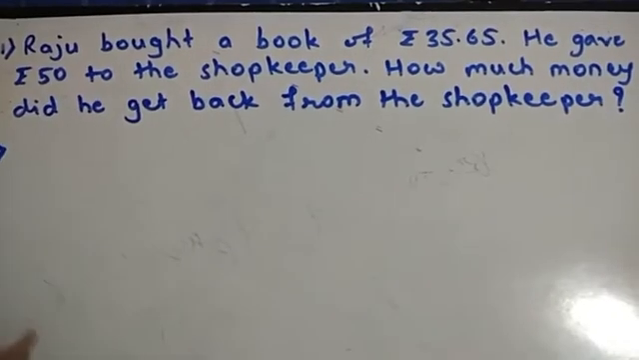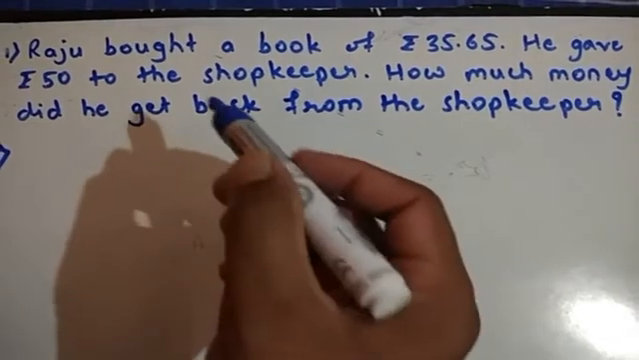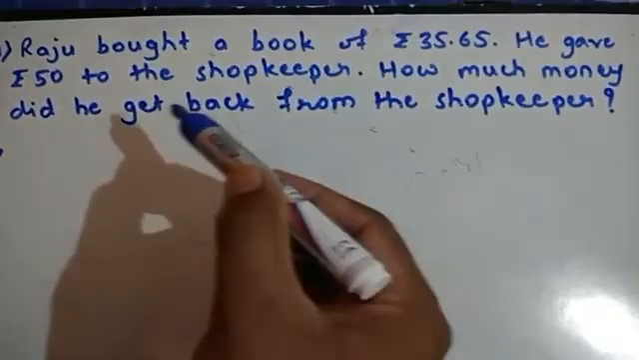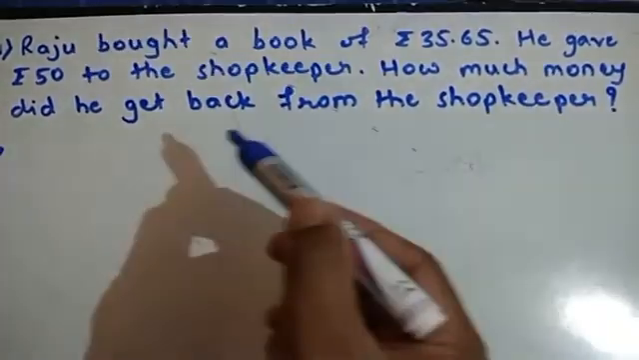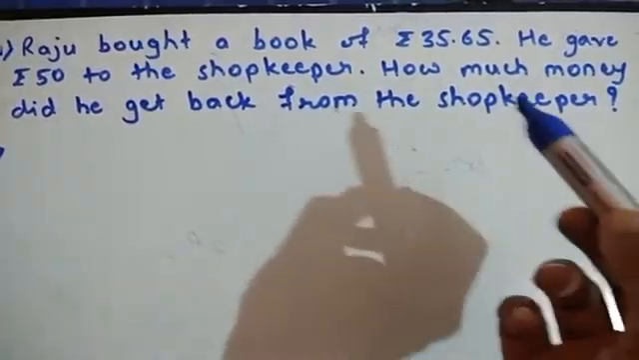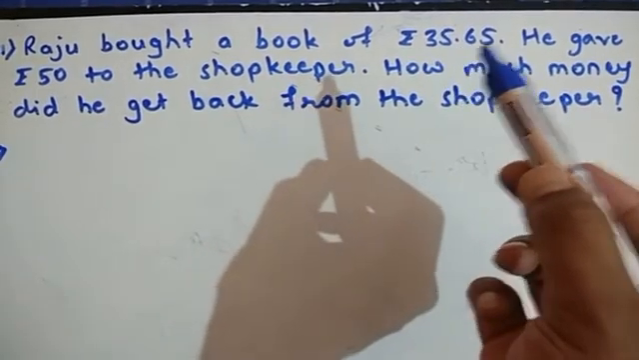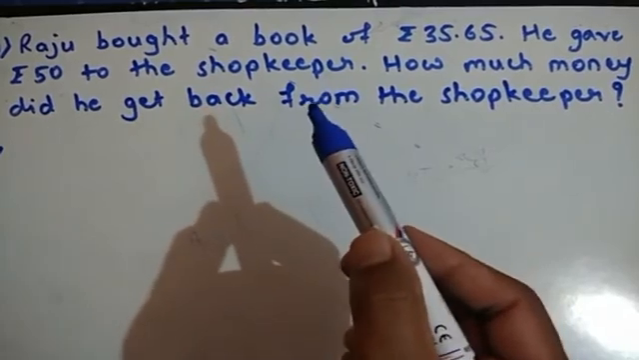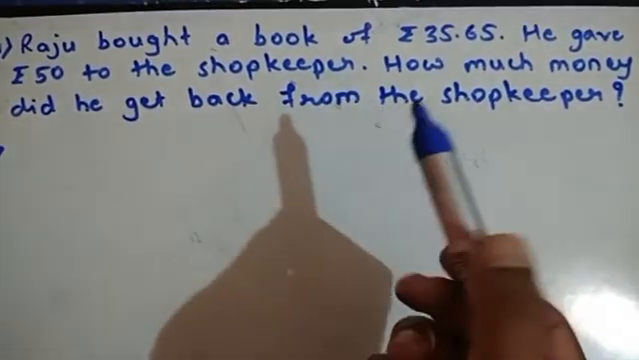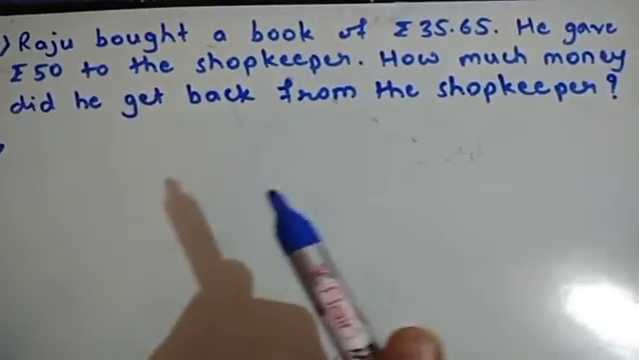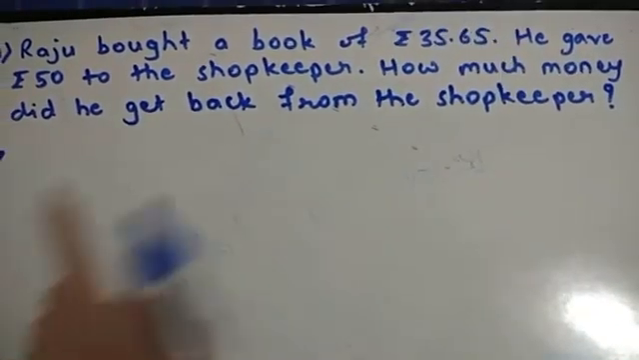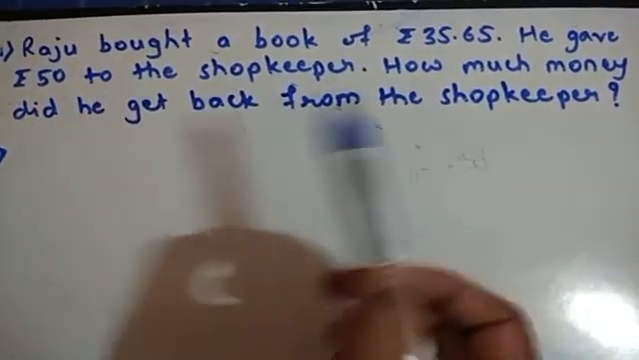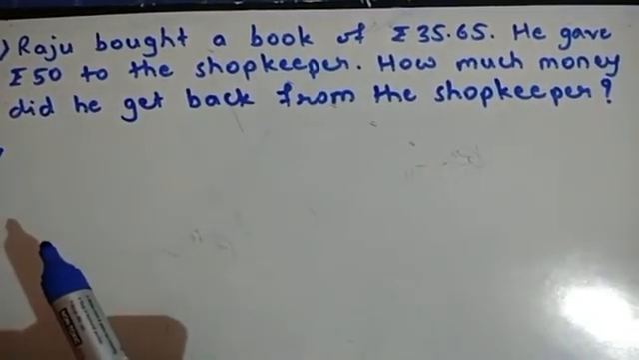Now let's solve some word problems. In that first one, Raju bought a book of rupees 35.65. He gave rupees 50 to the shopkeeper. How much money did he get back from the shopkeeper? Now the cost of the book is given, that is rupees 35.65, but Raju gave 50 rupees to the shopkeeper. So whatever amount remains, that amount the shopkeeper will give back to Raju. Yes or no? Therefore we have to subtract the cost of the book from the amount he gave to the shopkeeper. So whatever difference we get, that will be the answer.